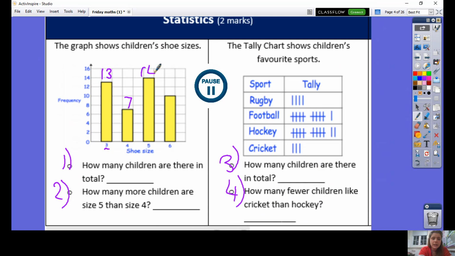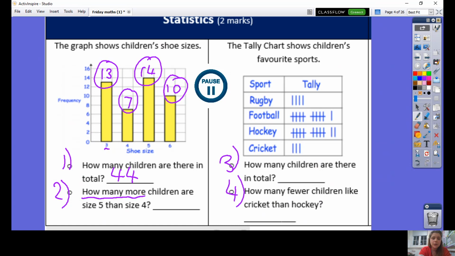Here we can see we're on 14 and here 10. Let's add them up then. 13 add 7 is 20, add 14 is 34. Add 10 would give us 44 in total. How many more children are shoe size 5 than 4? We know that the phrase how many more means we're subtracting.